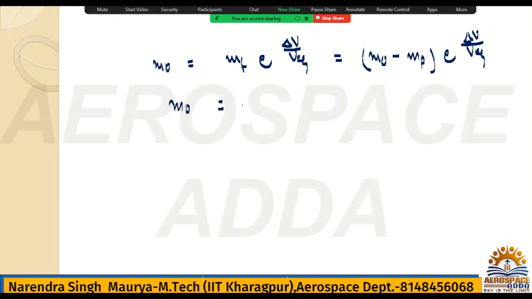M naught is equal to m naught minus mp. This mp is the propellant mass, but we can write mp dot. If you write mp dot, then this will be multiplied by burning time tb, because mp dot means mp divided by t, multiplied by tb, so that t cancels out, and again you get mp. So this is the bracket e to the power delta V by V equivalent.